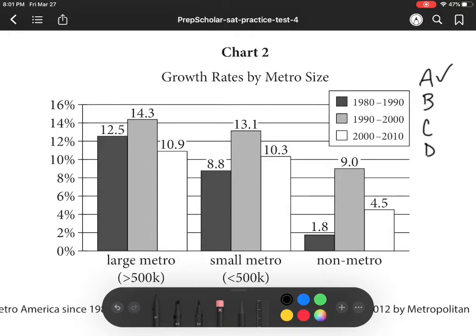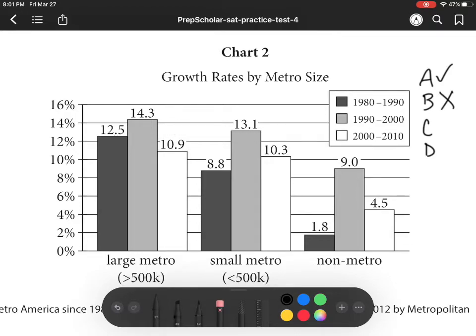B says more growth in small metropolitan areas than in large metropolitan areas. Well, small metropolitan areas had a growth rate of 10.3% and large had 10.9%. So smaller did not have a higher growth rate than larger. So B is incorrect.